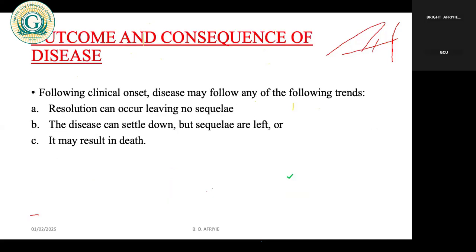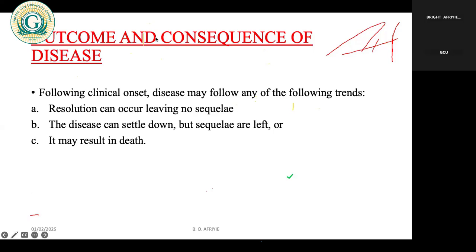So now let's look at the outcome and consequence of disease. Okay, so we go on.